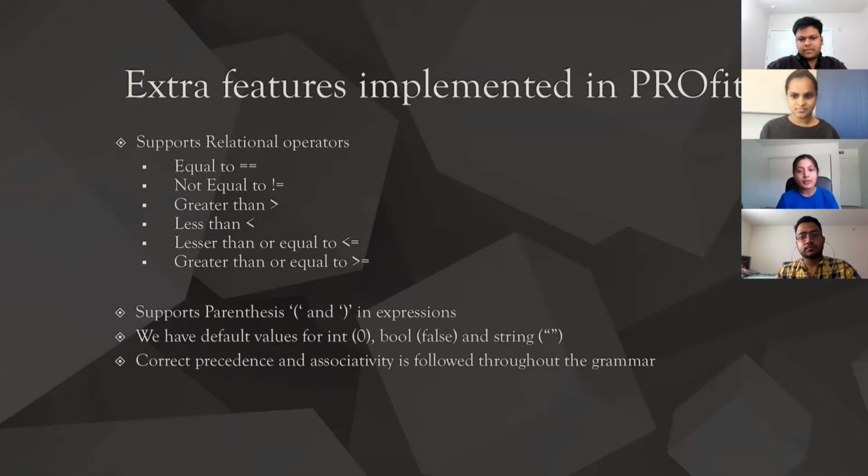We have default values for int, which is 0, for bool, which is false, and for string, it's an empty string. Along with this, we as a team believe that correct precedence and associativity is very important, so we've implemented that throughout our grammar. Next part will be the design of the language, and Darshan will be letting you know about that. Darshan, over to you. Yeah, thanks, Disha.